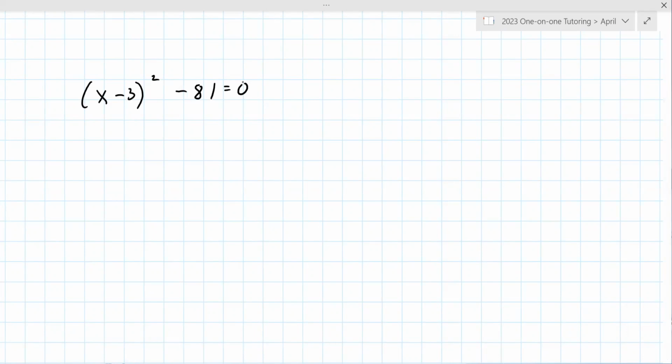So then, it's 81 equals. So it's actually, x minus 3 equals plus or minus 9. So then it'd be x equals 12 and x equals 6. So your answers are 12 and 6.